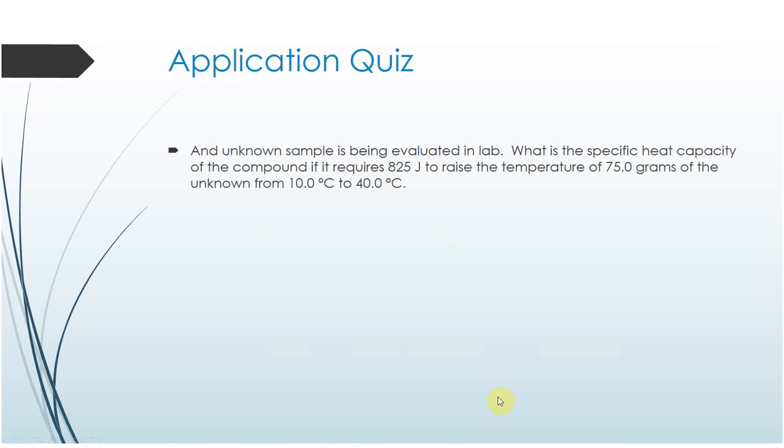If we wanted to do a problem, and I know you guys don't have a lab, but technically this could be done: an unknown sample is being evaluated in lab. What is the specific heat capacity of the compound if it requires 825 joules to raise the temperature of 75 grams from 10 degrees to 40 degrees?